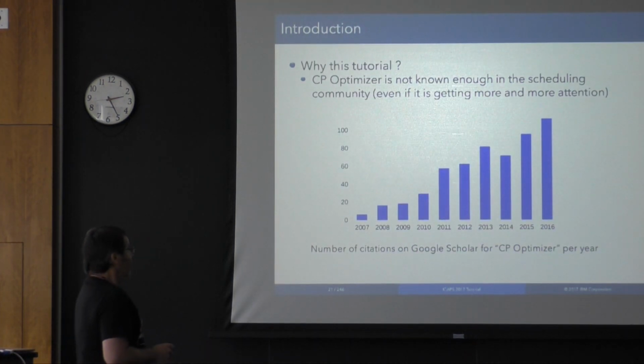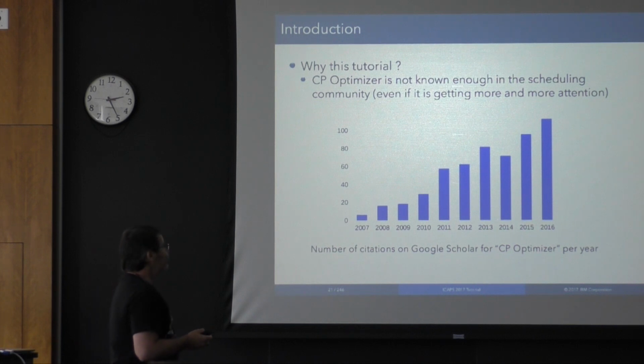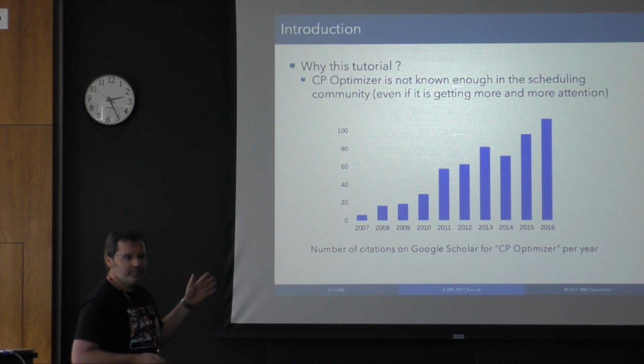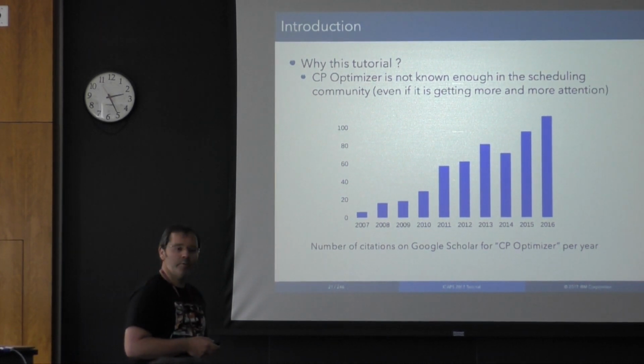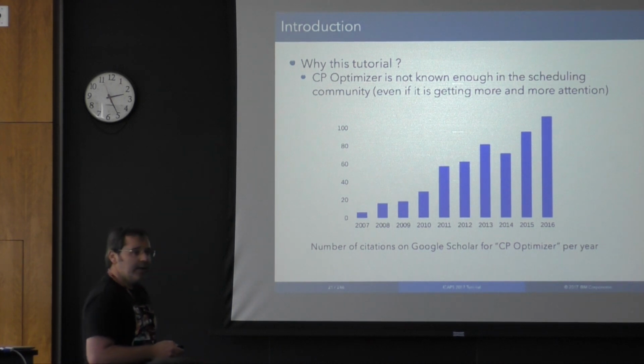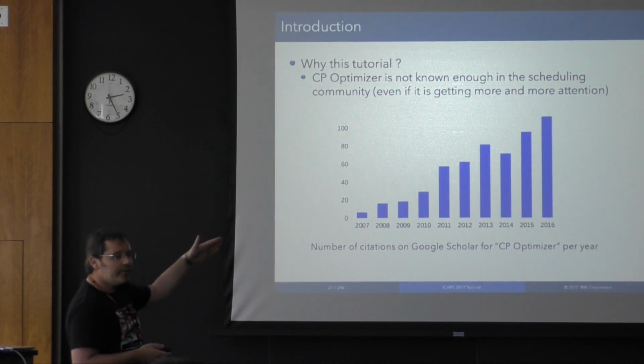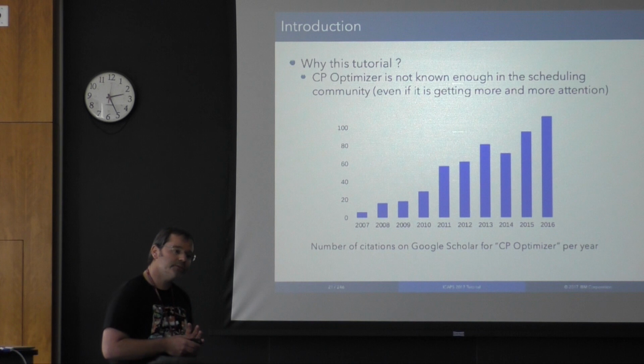Okay, I said that it is not known enough in the scheduling community. Well, if you look, there is a bit of a trend. If I search CP Optimizer on Google Scholar, there is really a growing number of citations.